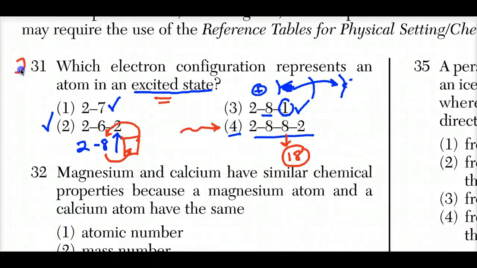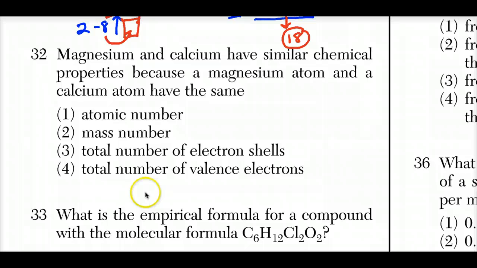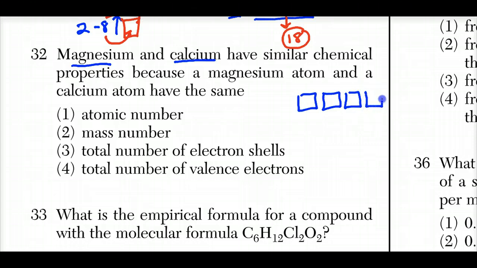Number 31, choice 2. Number 32, magnesium and calcium have similar chemical properties because a magnesium atom and a calcium atom have the same what? Well, magnesium and calcium have similar chemical properties, and we knew this for many years. Dmitri Mendeleev put his periodic table together by putting elements on cards, and he put them in order of atomic mass. Now, the current periodic table is in order of atomic number. They didn't know about that at the time, but when he put his cards together, of all the elements they known at the time, he noticed that properties started to repeat, so he put them under each other.